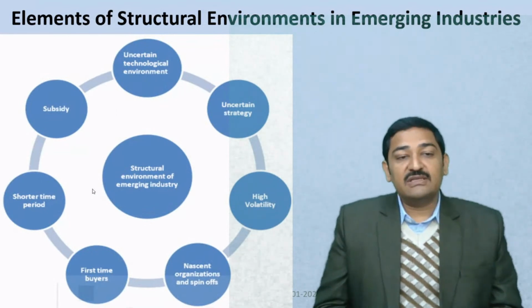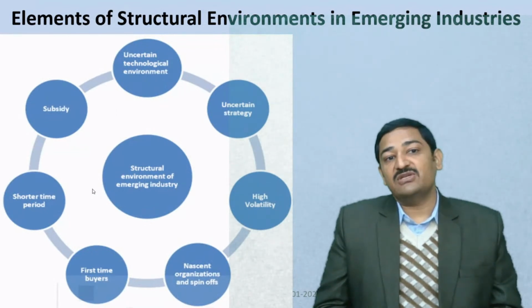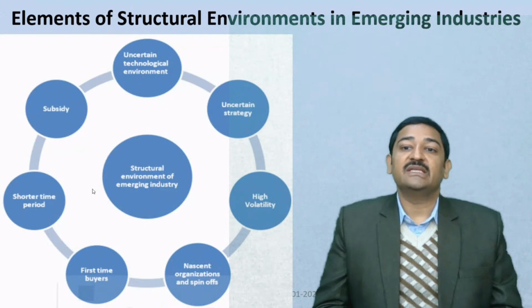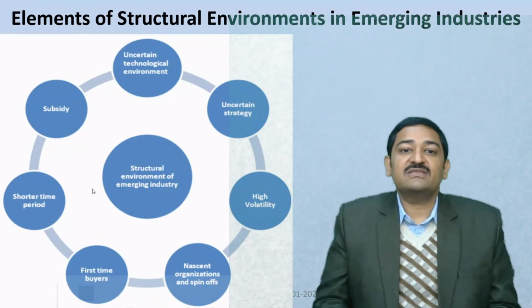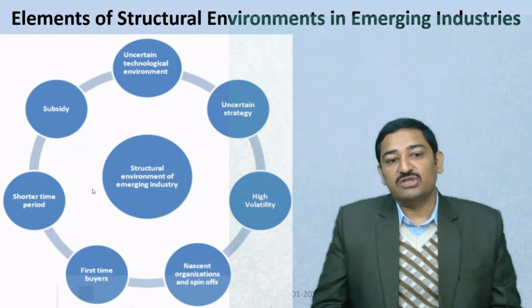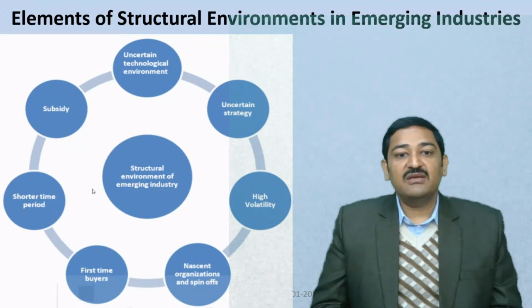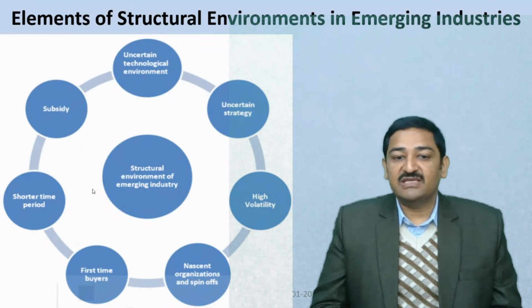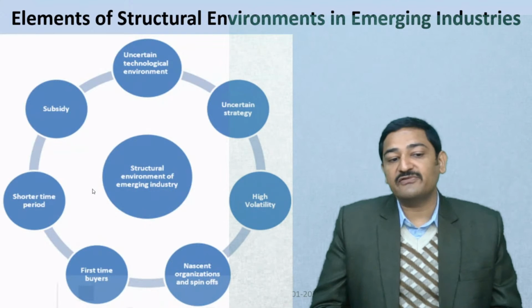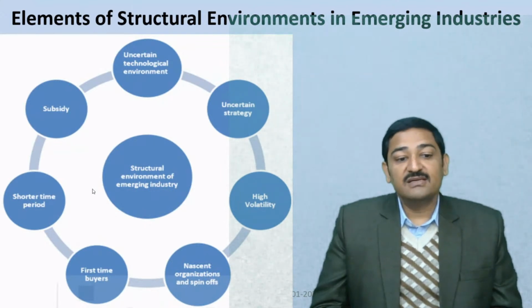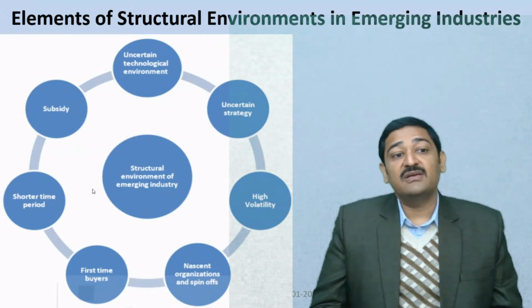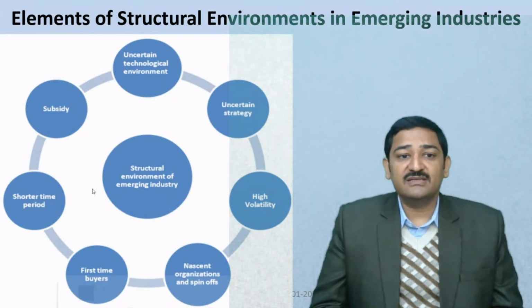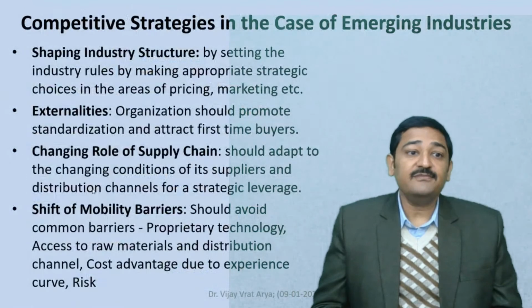Now, if we refer to some of the prominent elements of structural environment in the case of emerging industries, then almost seven such elements we can visualize. One can be uncertain strategy, it can be high volatility, it can be nascent organizations and spin-offs, it can be fast first time buyers, shorter time period, subsidy, or maybe uncertain technological environment.